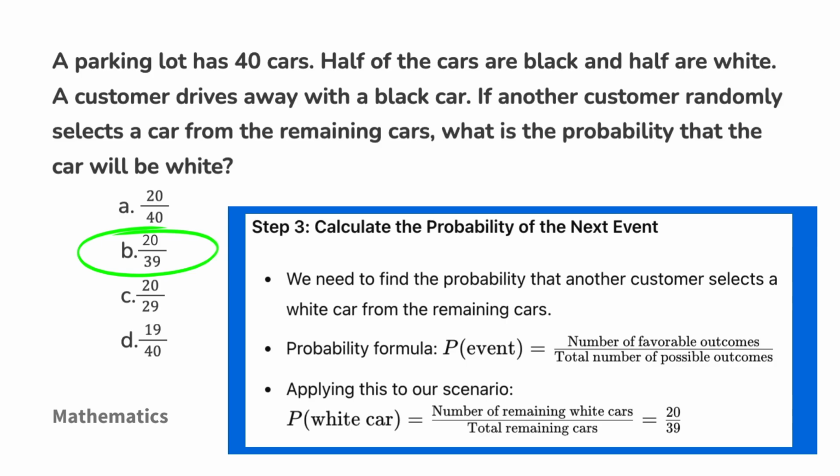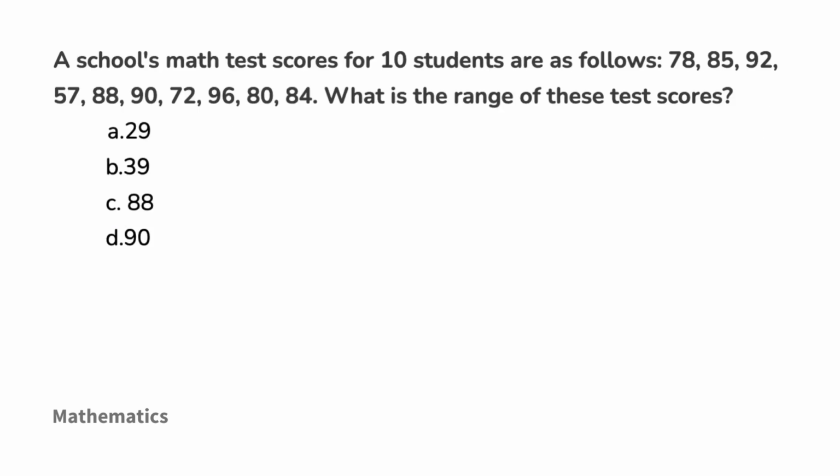Excellent. Let's keep going. A school's math test scores for 10 students are as follows: 78, 85, 92, 57, 88, 90, 72, 96, 80, and 84. What is the range of these test scores? This is a useful statistical measurement problem that shows the difference between the highest and lowest scores. Try it out, come back when you have your response, or just when you want the answer.